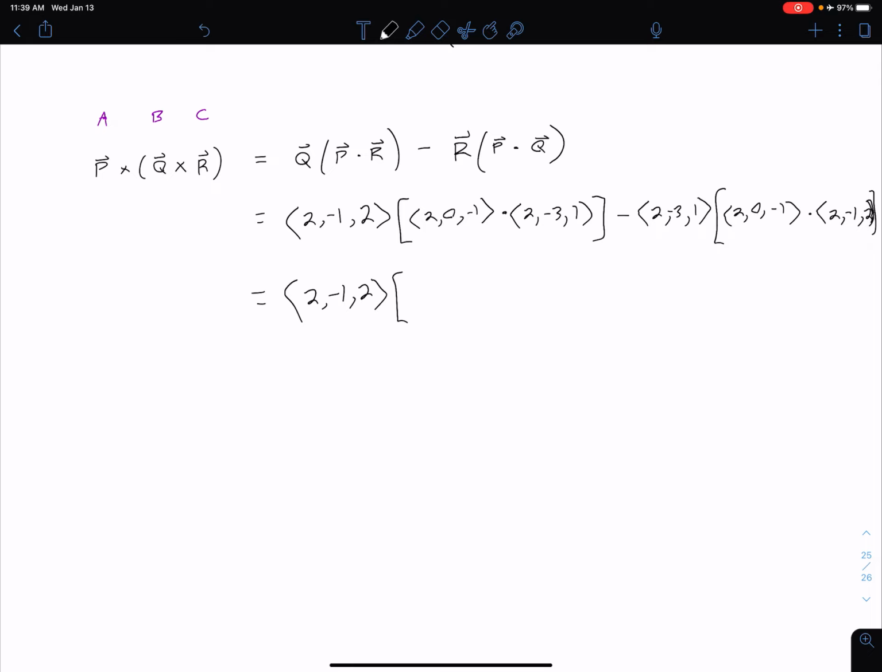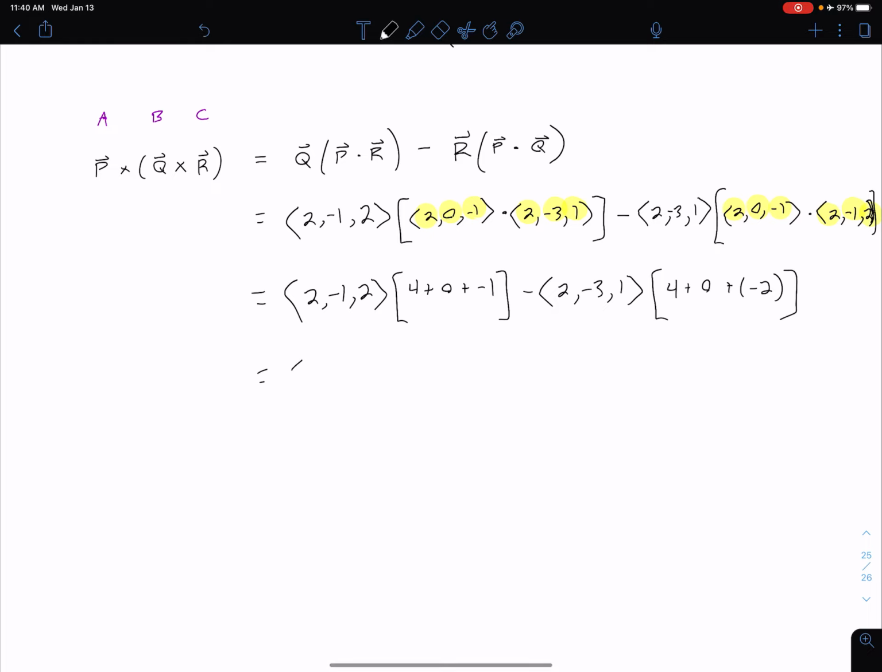So let's go ahead and do this dot product. Again, for dot products, remember we're going to multiply 2 by 2, and then add to that 0 times -3, and add to that -1 times 1. So what we get from that is 4 plus 0 plus -1. And of course, that's ultimately just going to be a scalar number resulting from our dot product. Then we have <2, -3, 1>. And then for our dot product here, we have 2 times 2 plus 0 times -1 plus -1 times 2. So from that, we have 4 plus 0 plus -2.